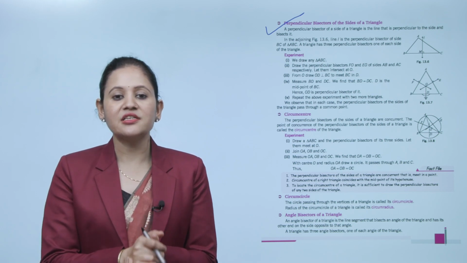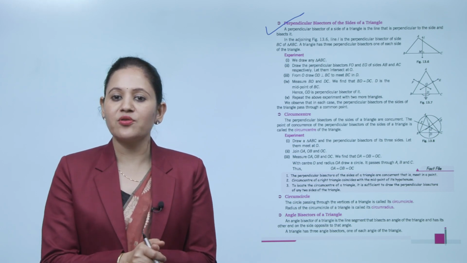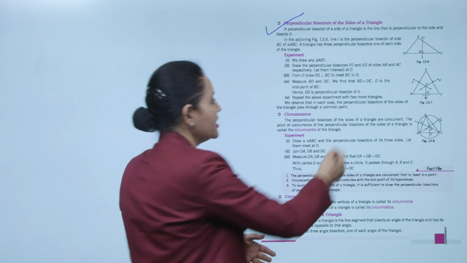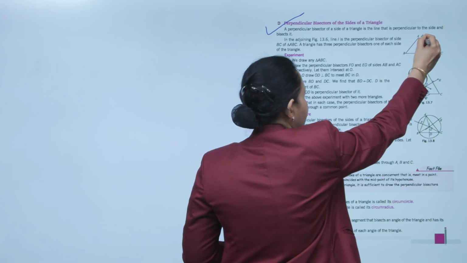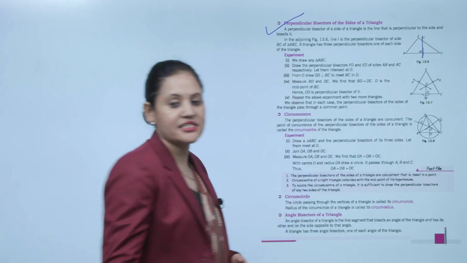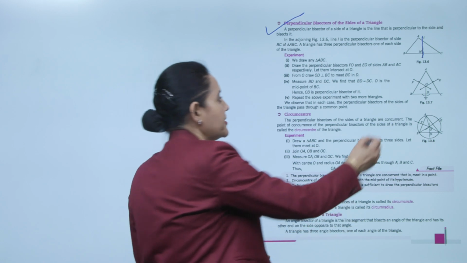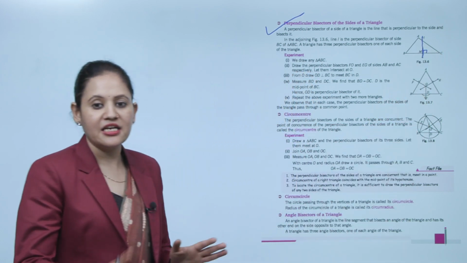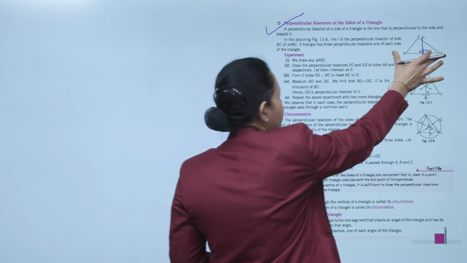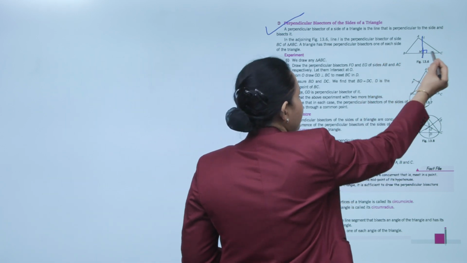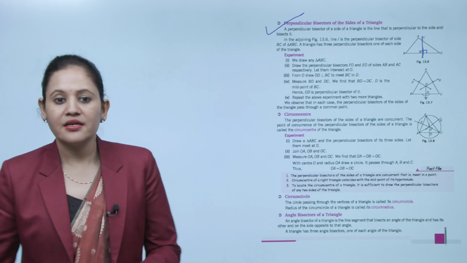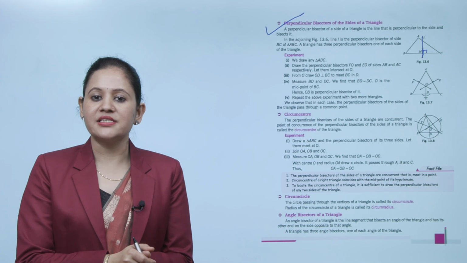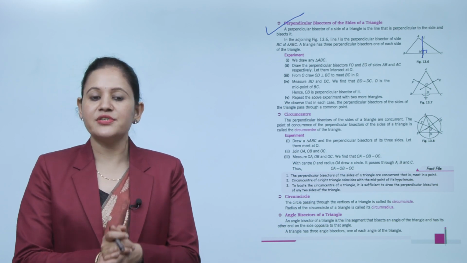In the adjoining figure 13.6, the line L is the perpendicular bisector of the side BC in triangle ABC. So this line L is the perpendicular bisector of the line segment BC. Here it will make the angle of 90 degrees and it will divide the line segment BC into two equal parts. BM equals MC. Clear? A triangle has three perpendicular bisectors, one from each side of the triangle.